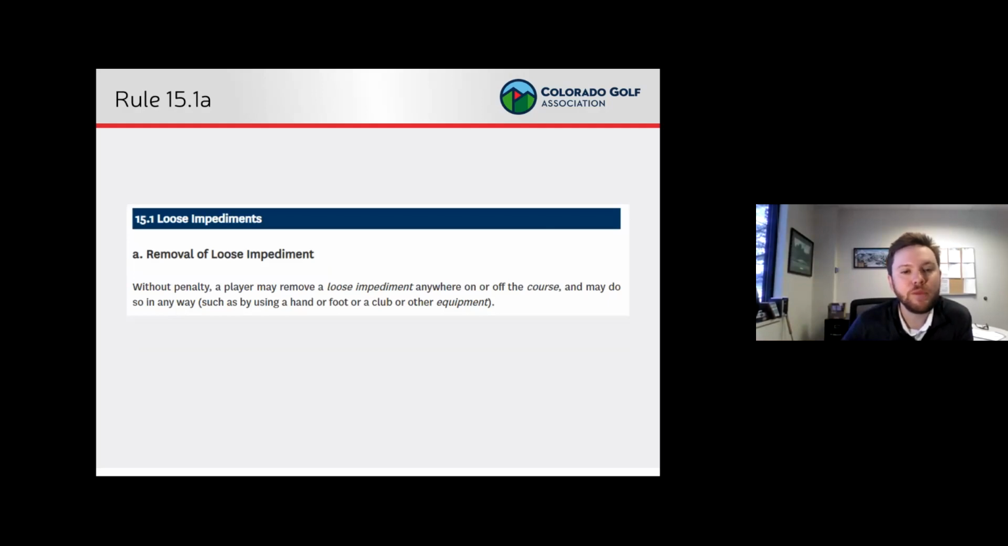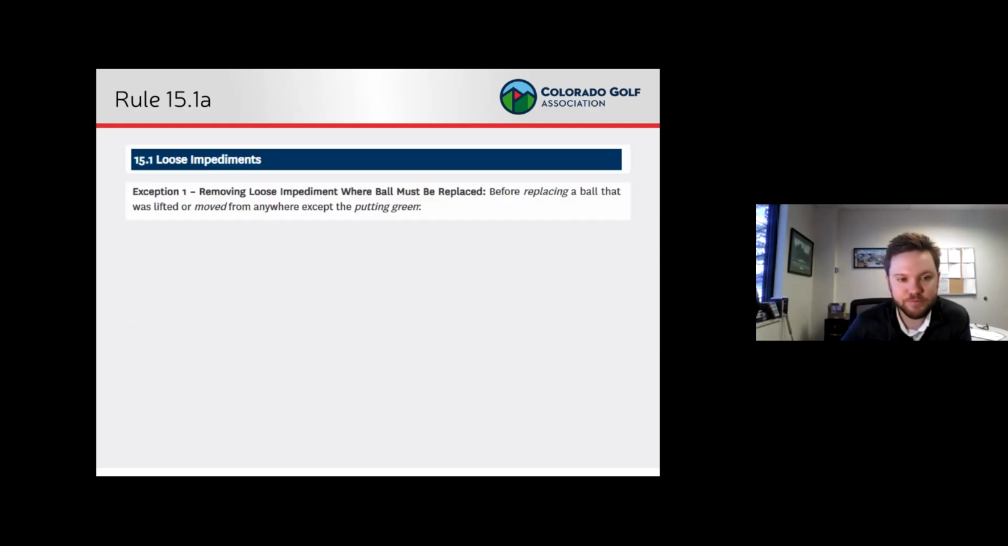Back to the rule, it says the player may remove a loose impediment without penalty anywhere on or off the course and may do so in any way, but there are two exceptions. Exception 1 says removing a loose impediment where ball must be replaced before replacing a ball that was lifted or moved anywhere except the putting green. So on the putting green, again, like we saw a couple weeks ago, it's a very special place.